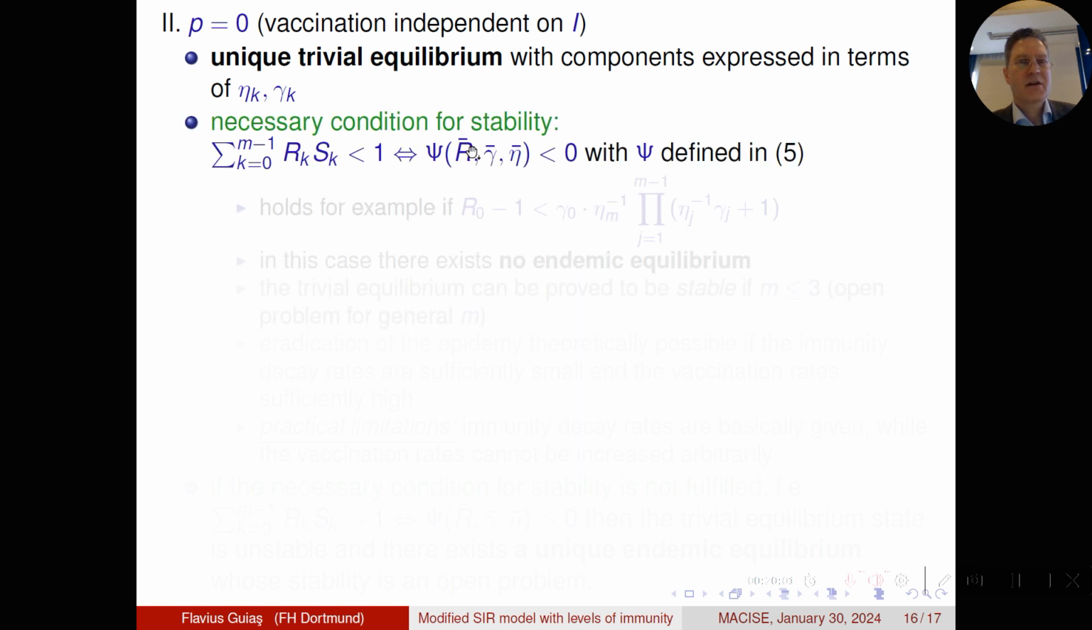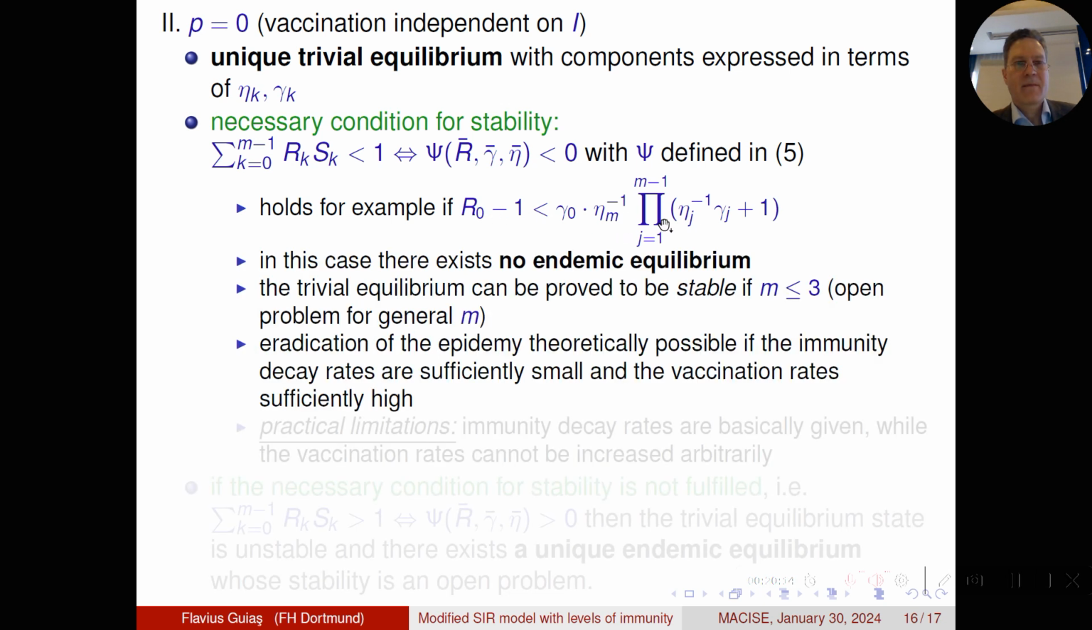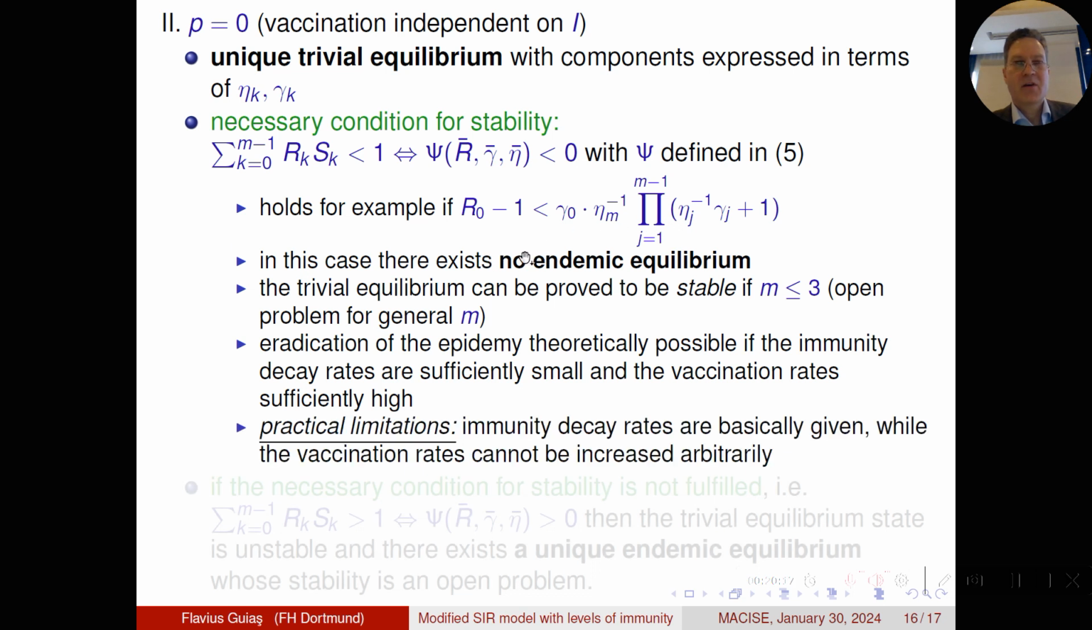It's unique. The necessary condition for stability, so one eigenvalue to be less than 0, because this is a real eigenvalue, is this one. For example, this holds if we have this inequality. So basically, in this case, you have no endemic equilibrium. It's theoretically possible to eradicate the epidemic. This is stable, at least if m is less or equal to 3, so on the levels which I explained previously. Theoretically, the eradication is possible, but when the immunity decay rates are sufficiently small, so if the individuals stay long enough into a certain level of immunity, or the vaccination rates are sufficiently high.